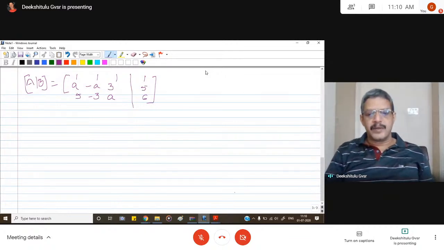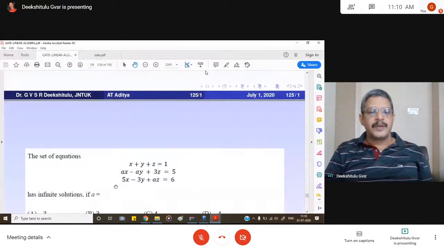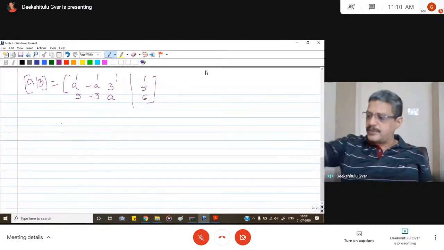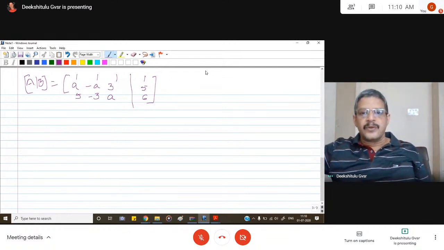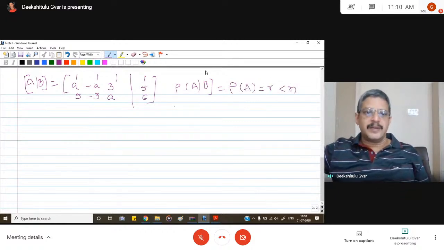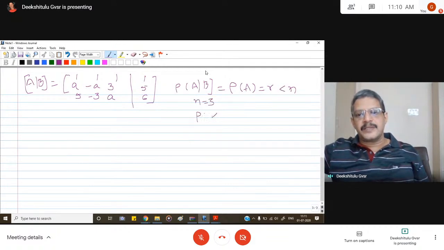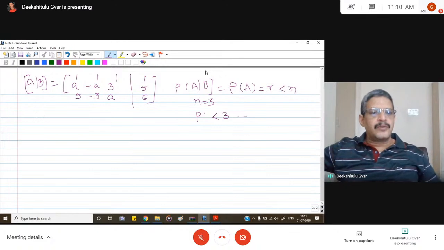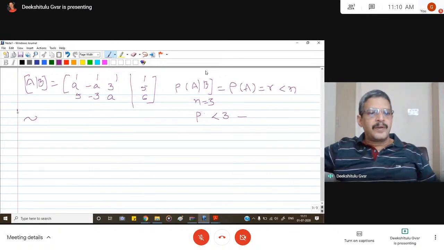The question now is, when do we have an infinite number of solutions? The rule is: rank of A, given A augmented with B, must be rank of A is equal to, if it is R, then it must be less than the number of unknowns. N is 3 here. So whenever rank is less than 3, we have an infinite number of solutions.